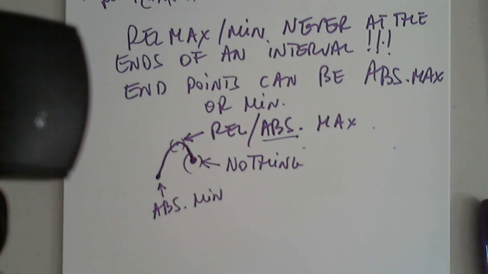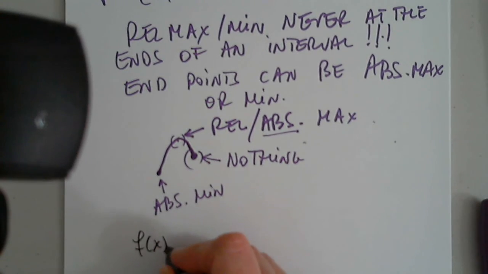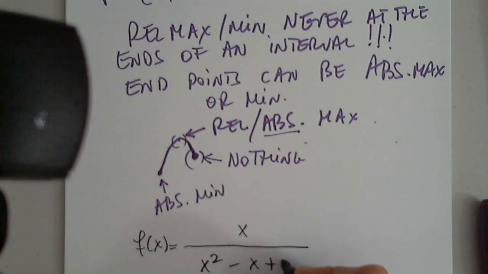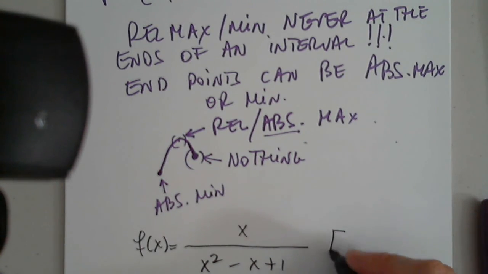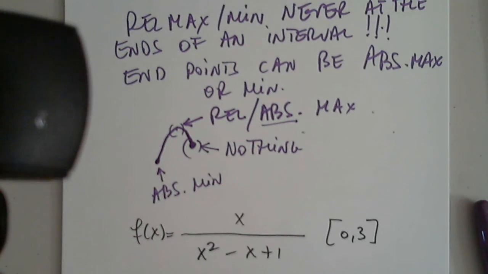So let's take a look at something like f of x equals x over x squared minus x plus 1. I'm trying to have all types of functions in everything we do. So let's look at natural log and also a trig function. Trig functions take a long time, but it's okay.